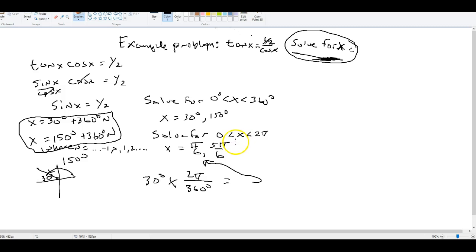There are two other ways you could do it. One of them says solve for principal.